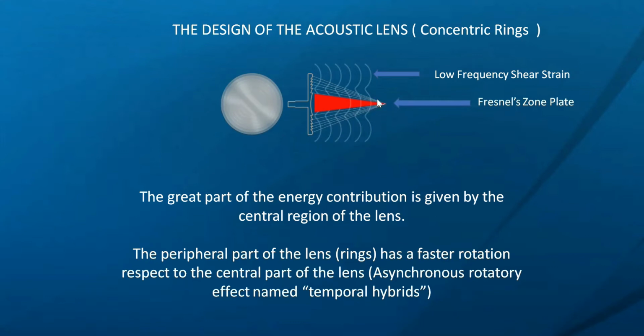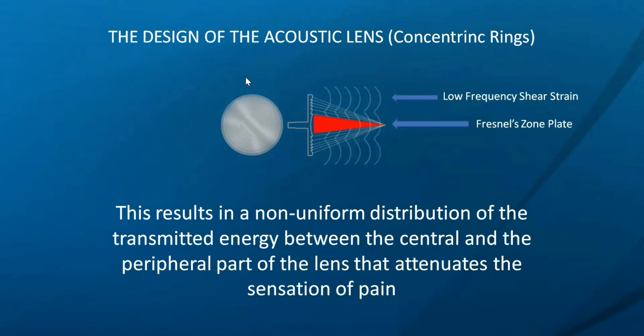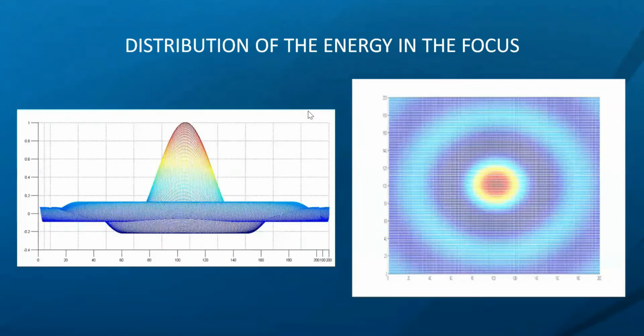Not only do we have a painless therapy in the peripheral part of the focus, where we have the greater mechanical effect, but we also have no pain in the central part, in the focus part of the lens, due to the different rotation of the central part of the lens with respect to the peripheral part. The result is a non-uniform distribution of the energy between the central part and the peripheral part of the lens that attenuates the sensation of pain.